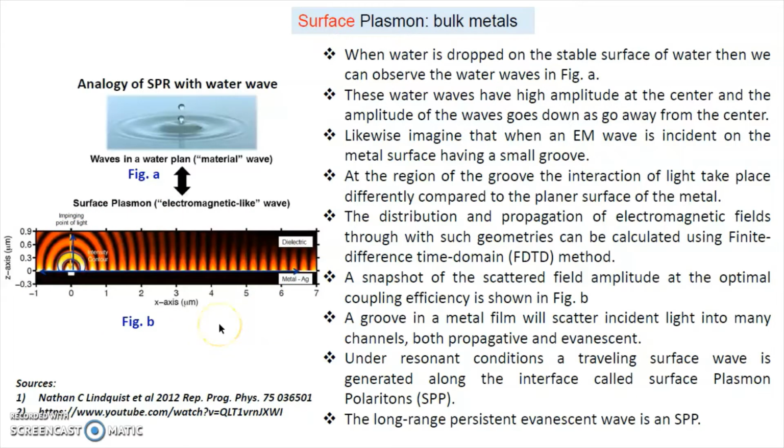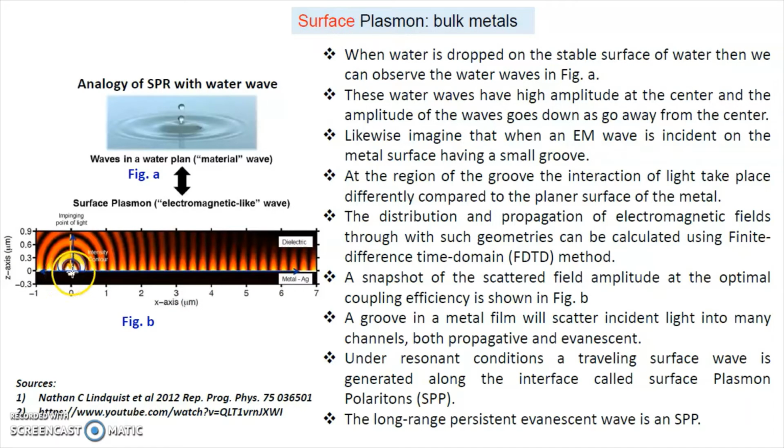Just to imagine how there is a distribution and propagation of the electromagnetic field which is generated because of the incident light. So if you see this, this is nothing but a snapshot of the scattered field amplitude at the optimal coupling efficiency, shown in figure B. Scattered field amplitude. You can see different colors are shown.